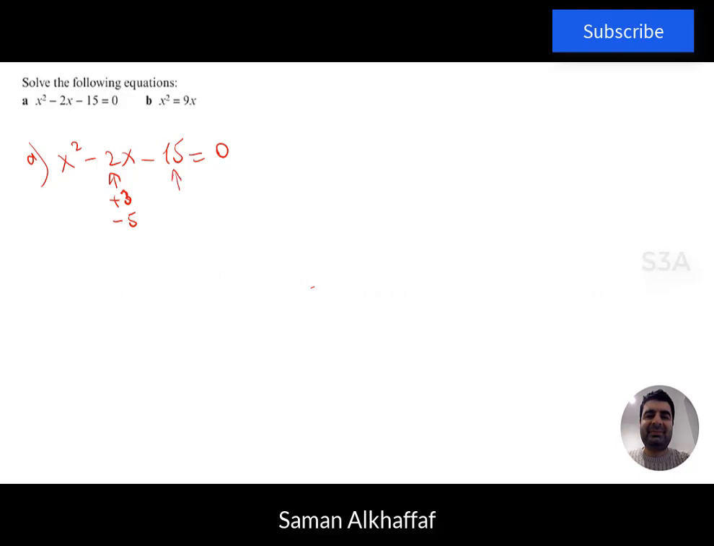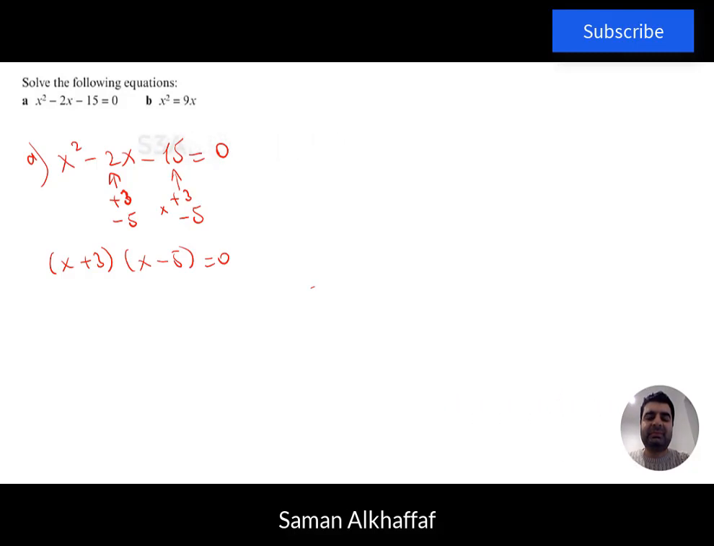And for the third term, we have also plus 3 multiplied. So in these two, they'll be added, and these two will be multiplied by each other. This will be minus 5. So to complete the square, we would have x plus 3, and we have also x minus 5 equal 0.